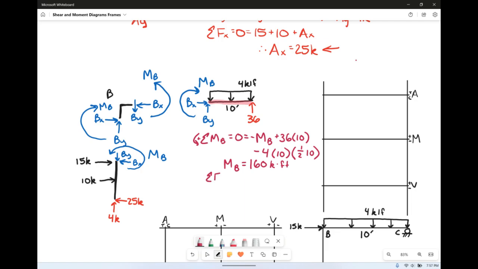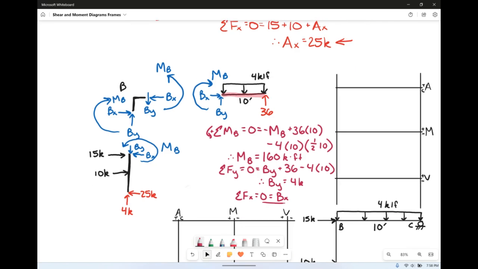If we sum the forces in the y direction and set it equal to 0, we have By going up plus the 36 going up minus the 4 times 10. So therefore By is equal to 4 kips. And if we sum the forces in the x direction and set it equal to 0, we get Bx is equal to 0. And all of that was just for our beam, BC.